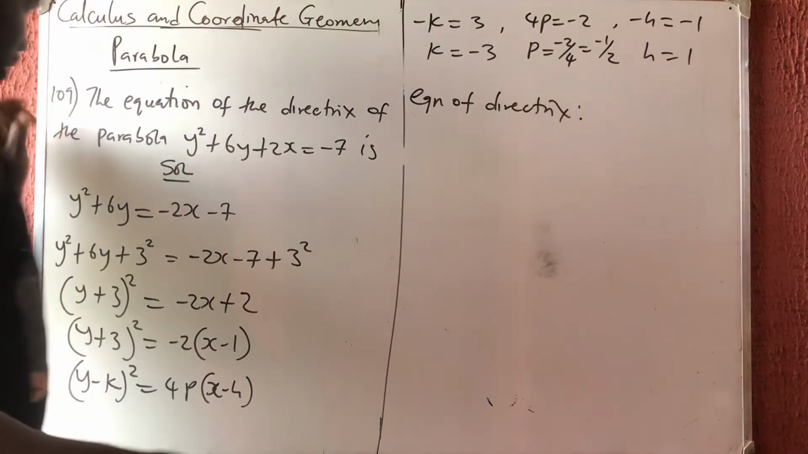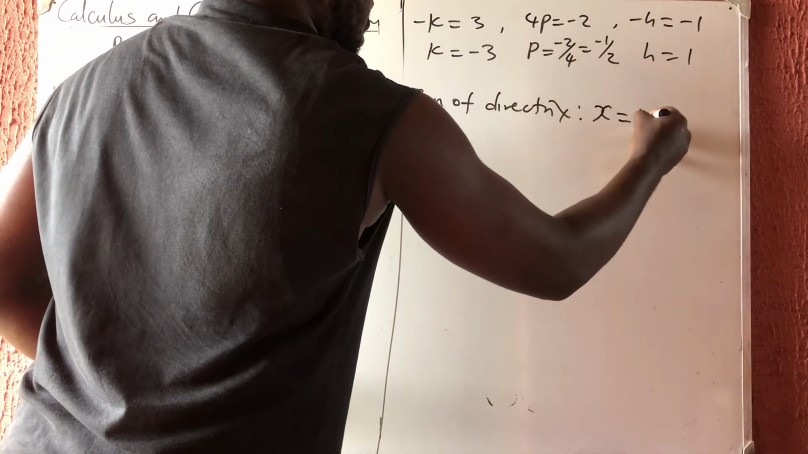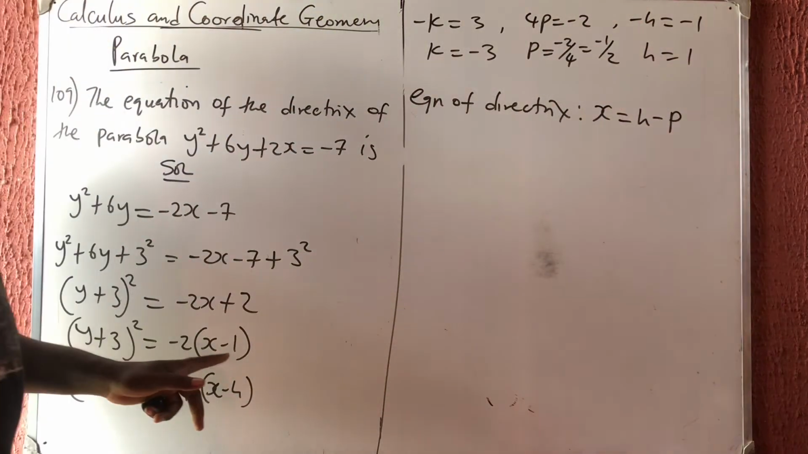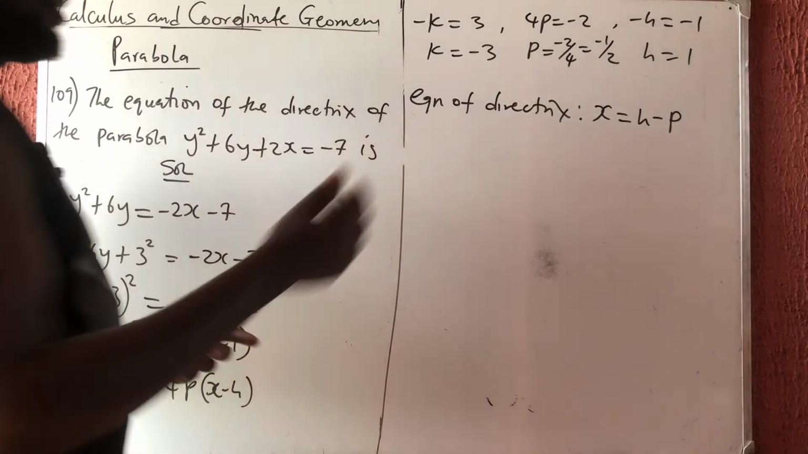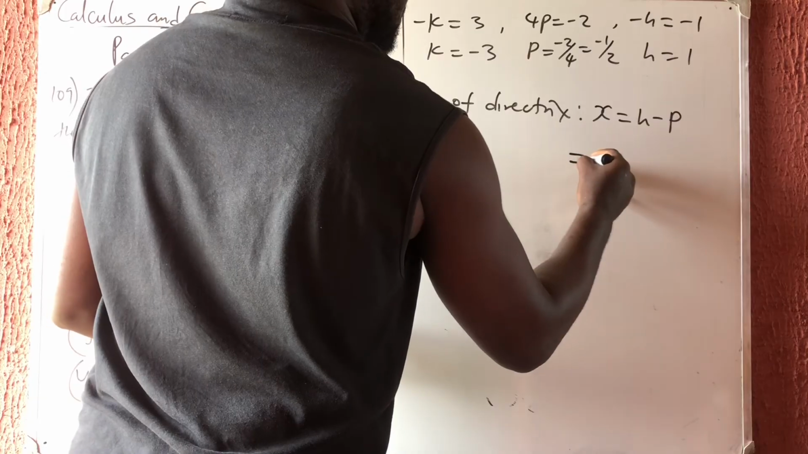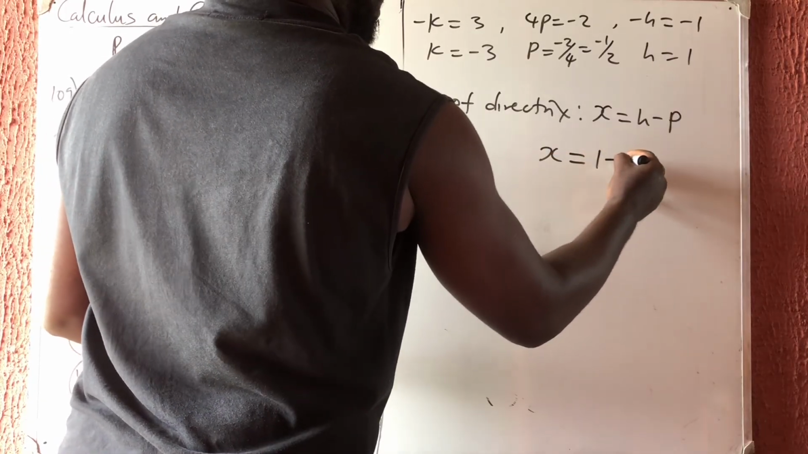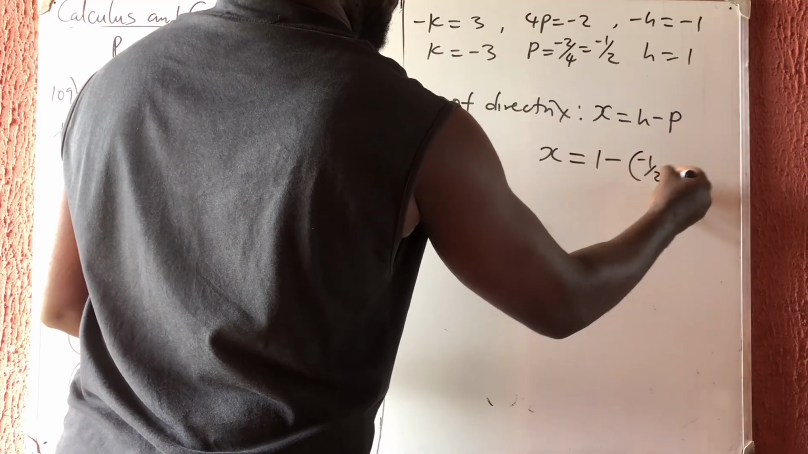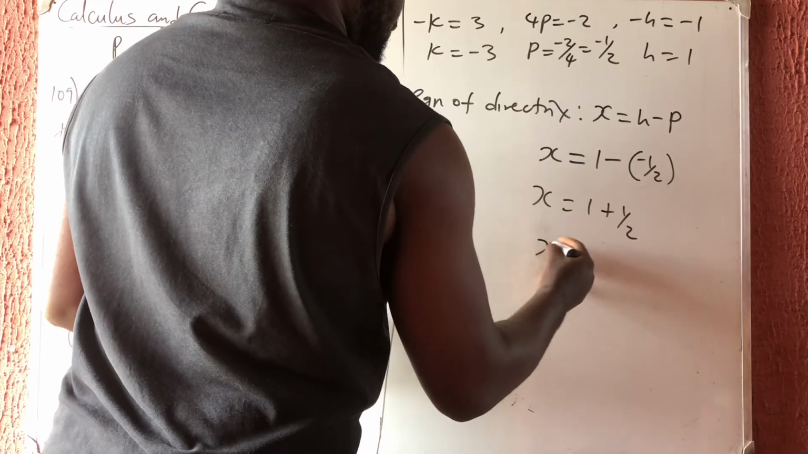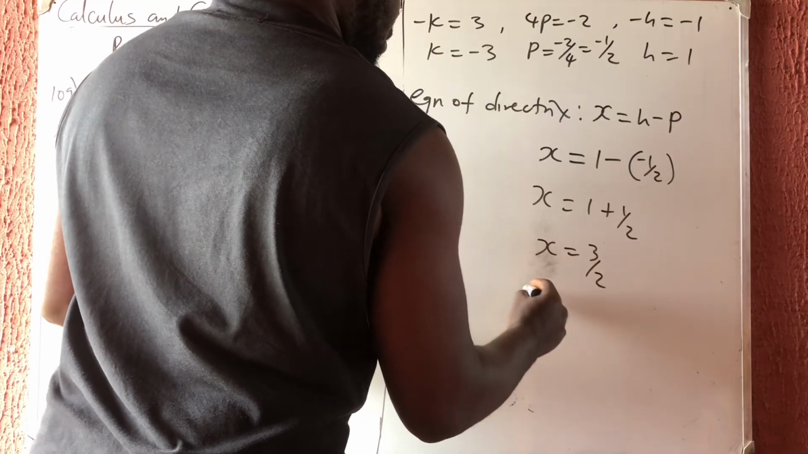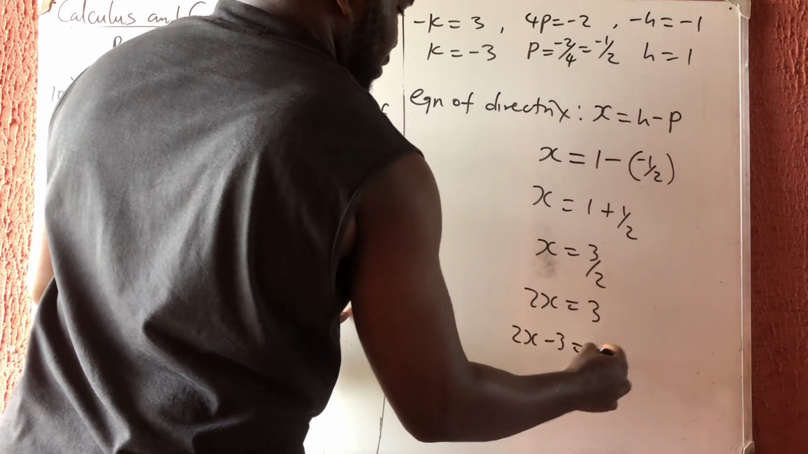Okay? So equation of directrix shows that, first of all, this parabola is parallel to x. So I will start from x is equal to what? H minus p. Okay? It is parallel to x because y is squared. If y is squared, then it is parallel to x. So this is the equation of the directrix. So x is equal to, my h is what? 1 minus into minus 1 over 2. So which is what? X is equal to 1 plus 1 over 2. So therefore x is equal to 3 over 2. So therefore 2x is equal to 3. And therefore 2x minus 3 is equal to 0.